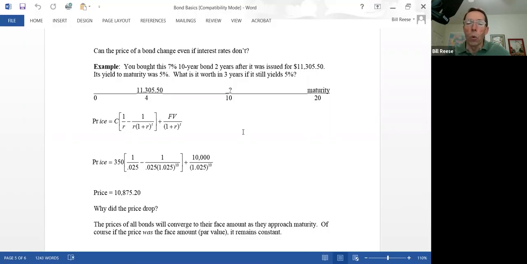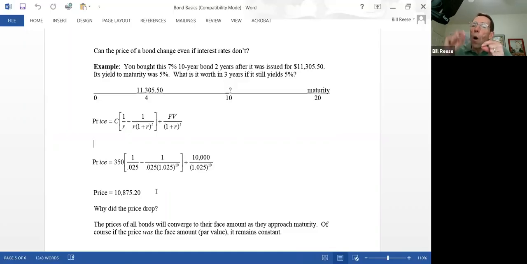So if we want to calculate what the price of the bond is, the yield of the bond is semi-annually 2.5%. There are 10 semi-annual periods until the bond matures. The coupon payments are $350. If we plug that into Excel, and I would encourage you to do this on your own, you'll find the price of the bond is $10,875.20. So the price of the bond has dropped from $11,305 to $10,875. That will continue to happen, if interest rates don't change, all the way to maturity.